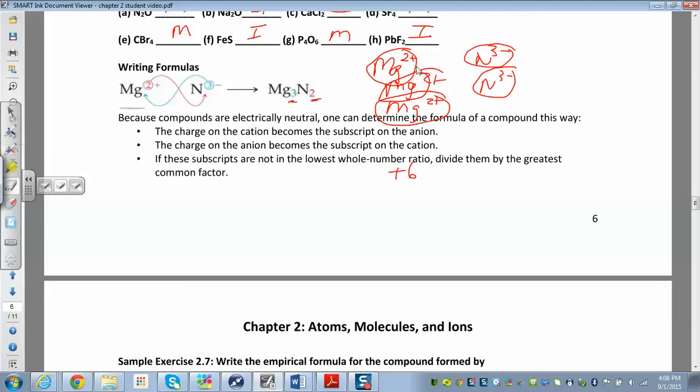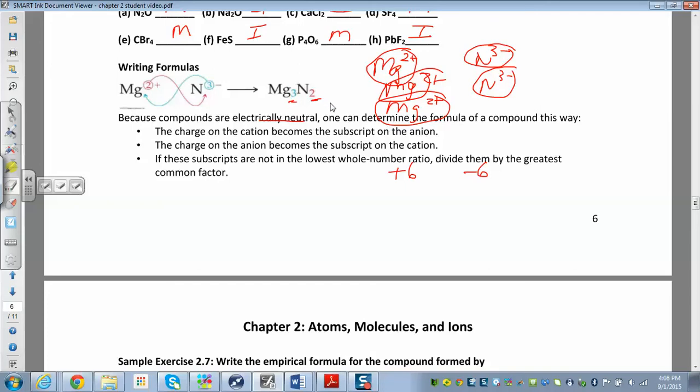So I drew 3 circles here, 3 magnesiums, +2, 4, 6. That's a +6 charge over here. And I have 2 nitrogens. Each one has a -3 charge. So -3, -3 is -6. +6, -6 is neutral. So I know I need 3 magnesiums for every 2 nitride ions. And this is because the compounds have to be electrically neutral. So the amount of positive charge has to equal the negative charge.